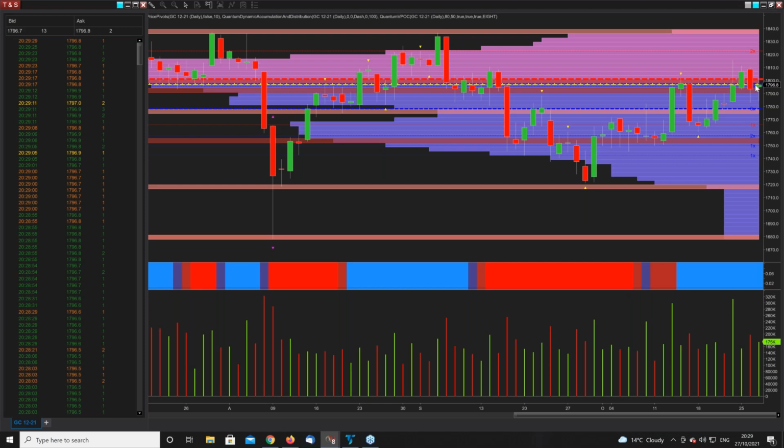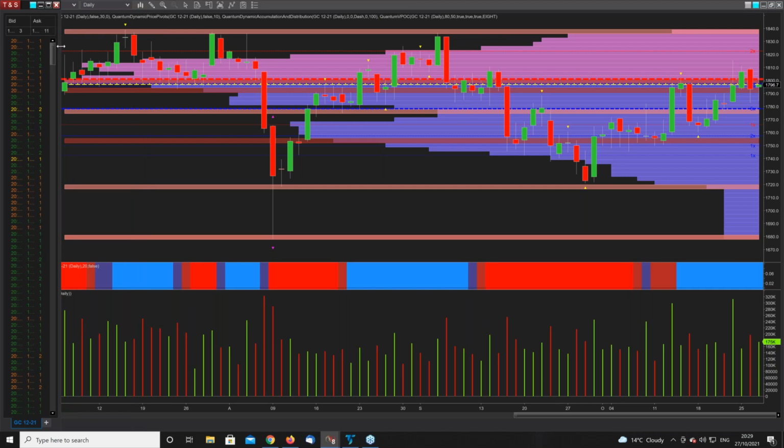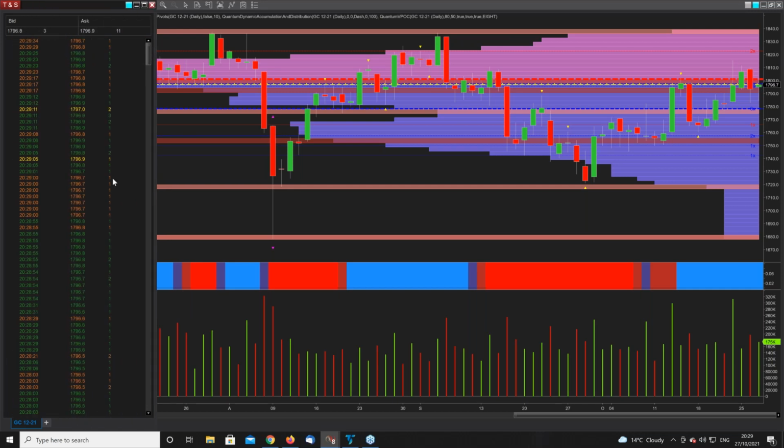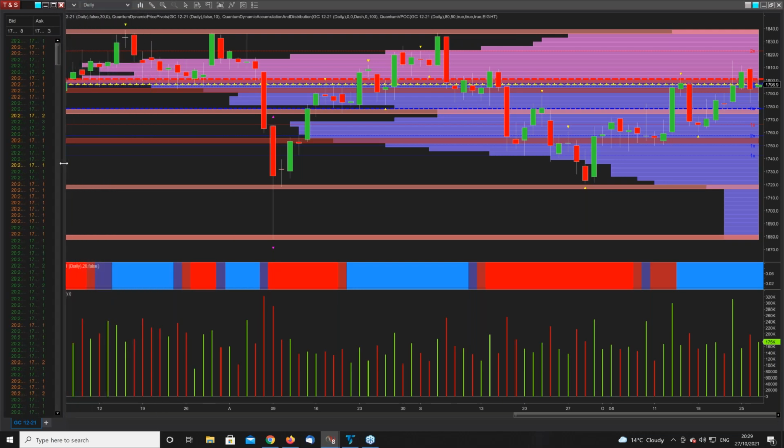But what's interesting about gold right now, let me just move this, is time and sales, by the way. It's the time and sales window over here. These are the contracts going through. I'm not interested in all these 1s and 2s down here. I'm looking for big blocks. I won't go through that now.